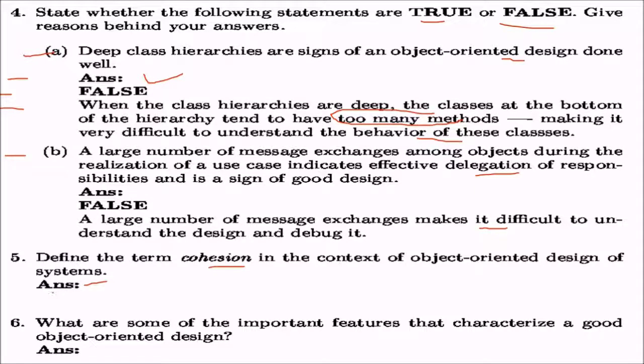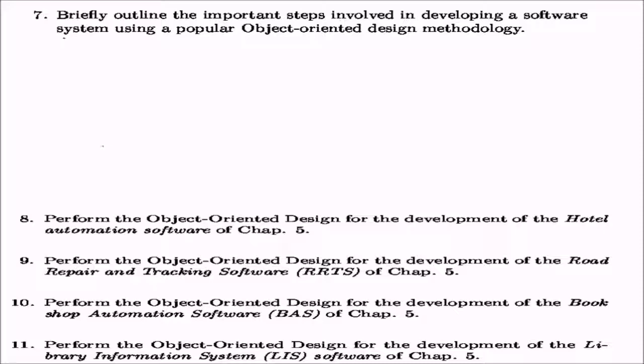Question 6 is, what are some of the important features to characterize a good object-oriented design? In a good object-oriented design, the objects which you are referring to have to be related to real life entities, the classes have to be unique, and the functions inside a class have to be highly cohesive, while the coupling between different classes should be as low as possible. So this characterizes a good object-oriented design.